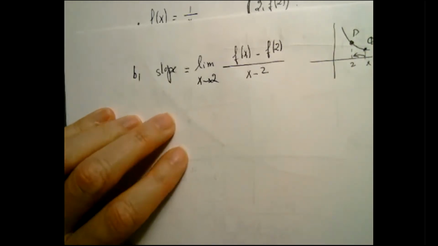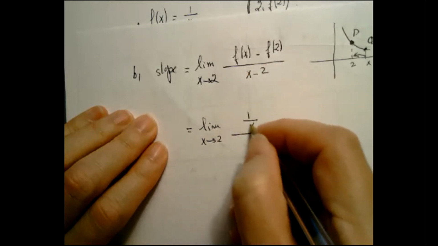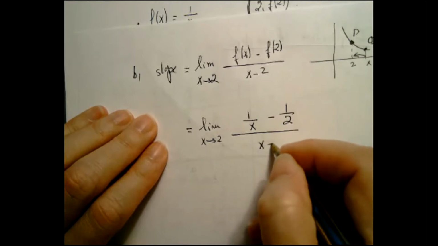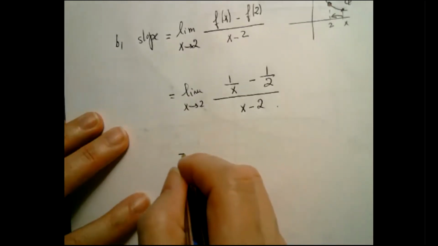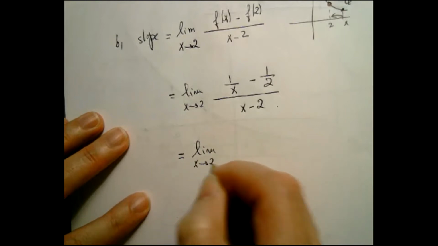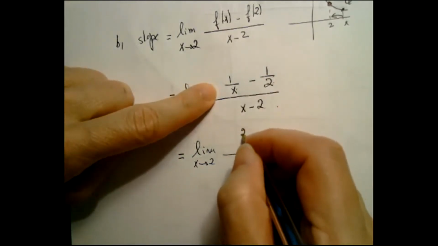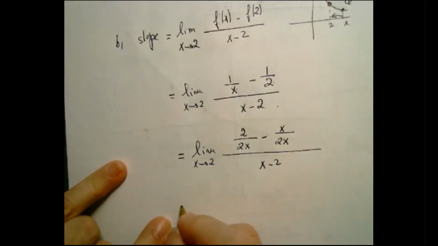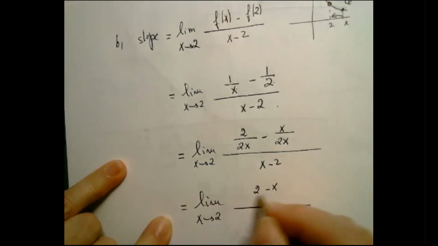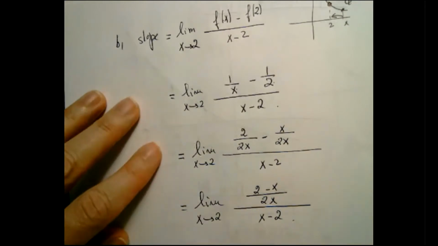And now once we set it up, which is for me the very important step, we do the algebra. f of x is 1 over x. f of 2 is 1 over 2. Over x minus 2. And this very much we've seen. Now again, common denominator as usual. In the numerator, for the x minus 2, I don't have to worry about it. I have to find a common denominator here. So the common denominator is 2x. So it's going to give me 2 over 2x minus x over 2x. So finally, I will have the limit of 2 minus x over 2x, divided by x minus 2. We're almost at the end of the problem.